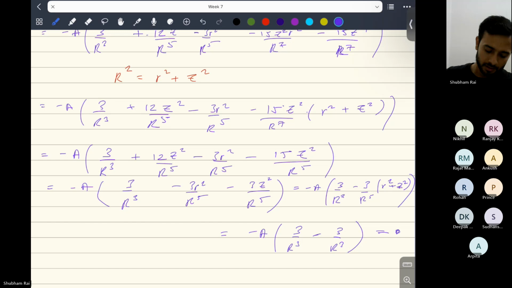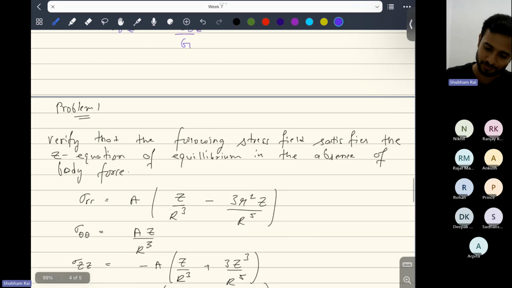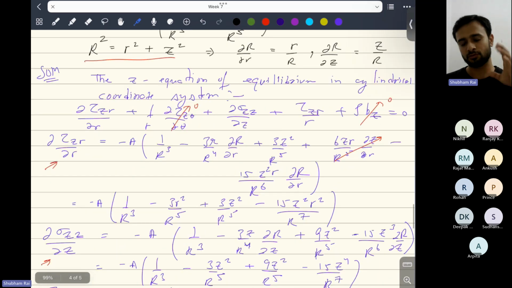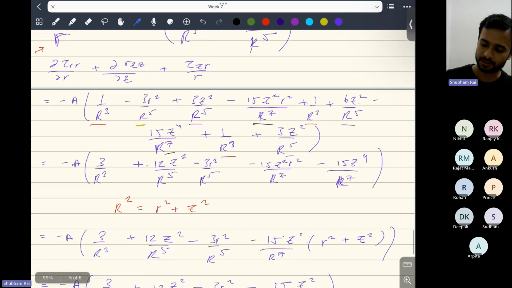In this question, you only need to do that only. So you have to satisfy the Z equation of equilibrium in the absence of body forces. So we have done it successfully. You just have to differentiate carefully and then use this relation. So finally, you'll get this equation as 0.